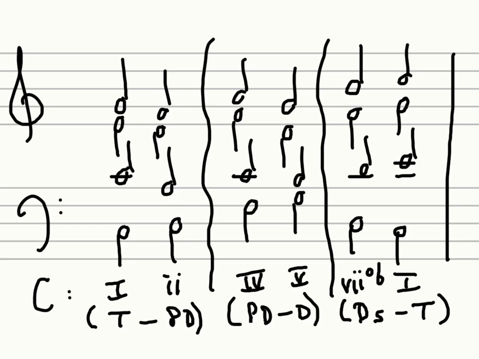So for example, 1 to 2 in C major crosses from tonic to predominant. Or 4 to 5, from predominant to dominant. Or a chord we haven't studied yet, a 7 chord, which is a diminished chord in first inversion, can be a dominant substitute to tonic.